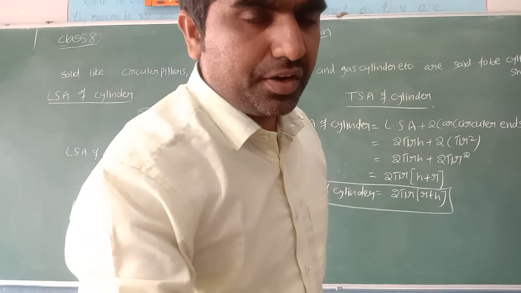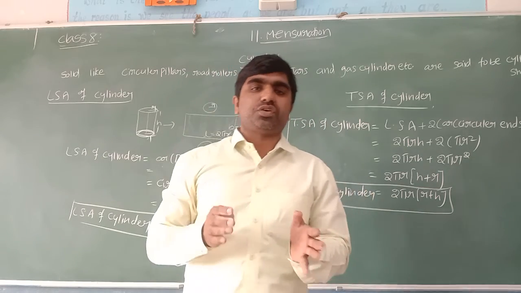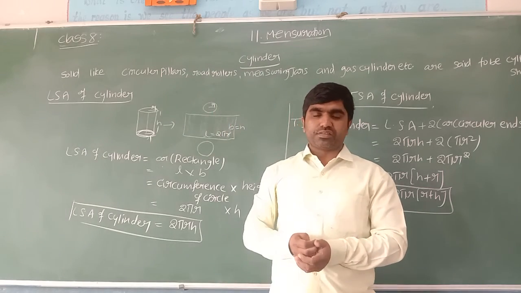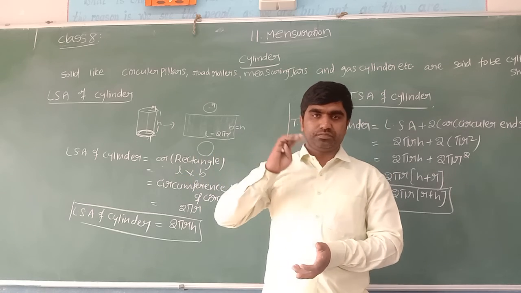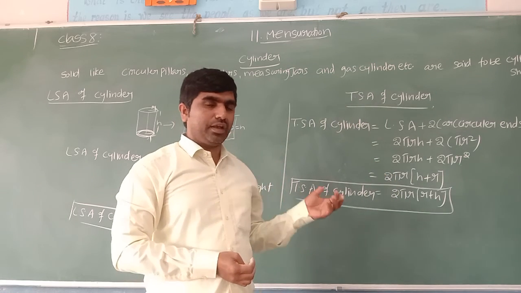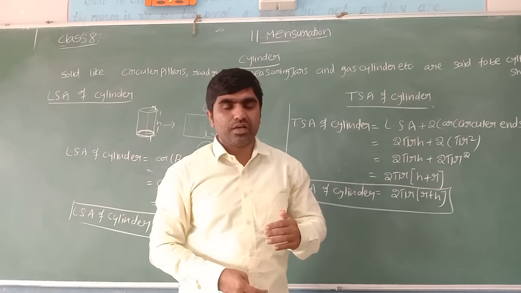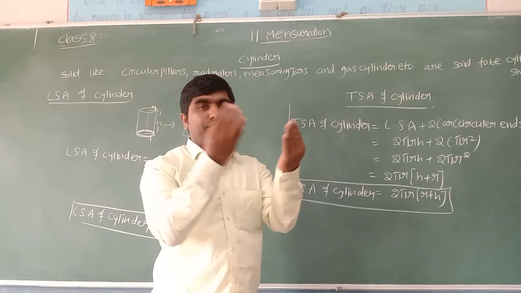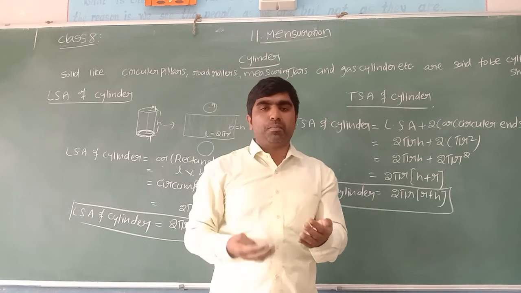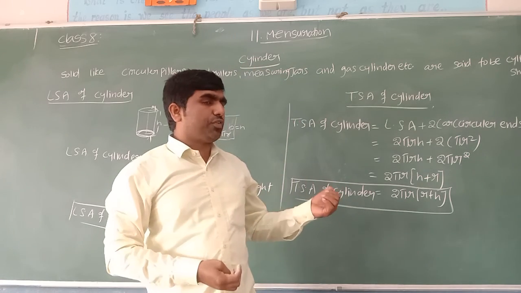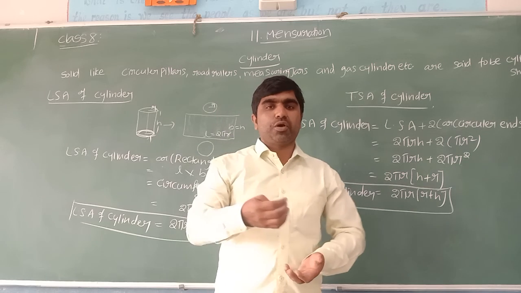So in today's class we learned how to find LSA and TSA of three different 3D figures: cube, cuboid, and cylinder. LSA means only the lateral faces except top and bottom. TSA means along with the lateral faces, the top area and bottom area. So these are the formulas. Based on this we have problem solving.